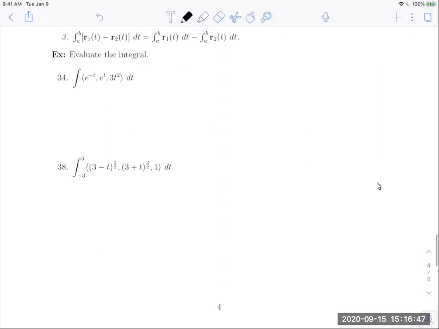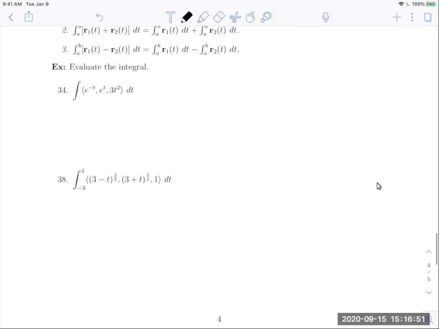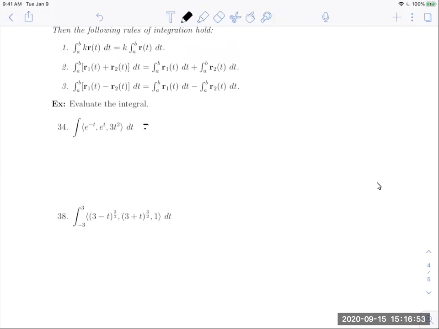For 34, we want to calculate the integral. This one's easy enough that we don't even need any fancy techniques of integration. I won't even show any work here because I think we'll all feel comfortable. The integral of e to the negative t. If you wanted, you could do a quick u substitution with negative t, and you'll see that that's going to pop out a negative sign. So this is negative e to the negative t.